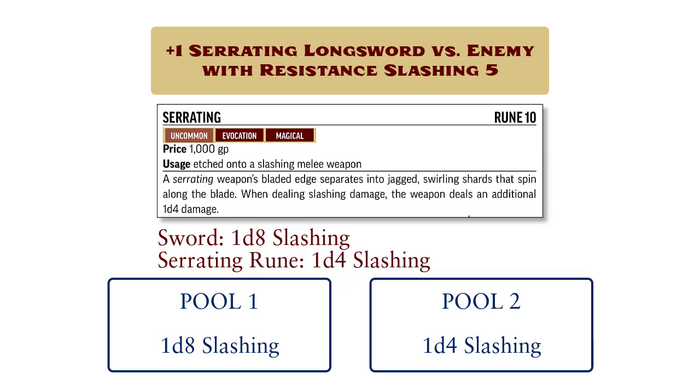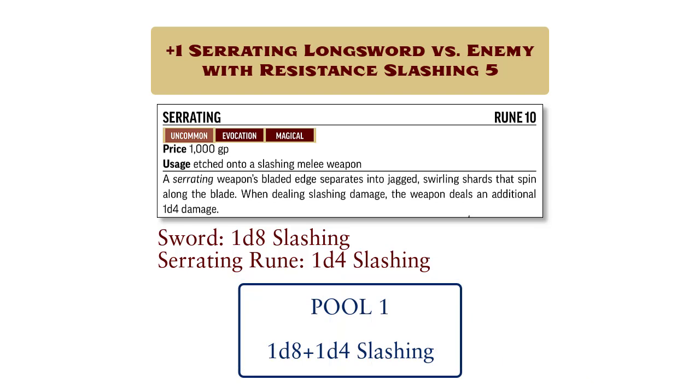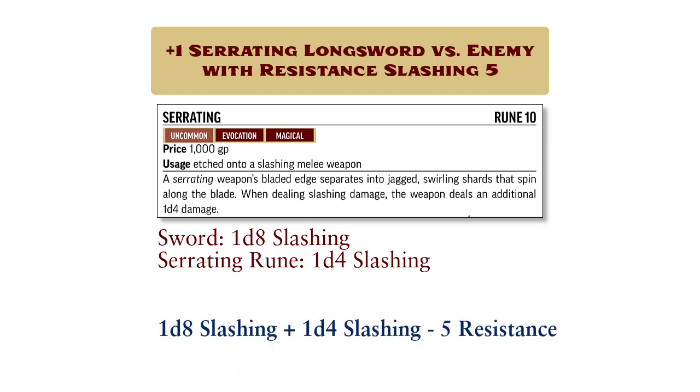Well, my guideline of saying that all of the same types of damage go in their own pool would say that this is only 1 pool of damage. Therefore you would roll 1d8 slashing plus 1d4 slashing, total that up, and then you would subtract 5 resistance to slashing from that total, not subtract 5 from 1d8 and subtract 5 again from 1d4.